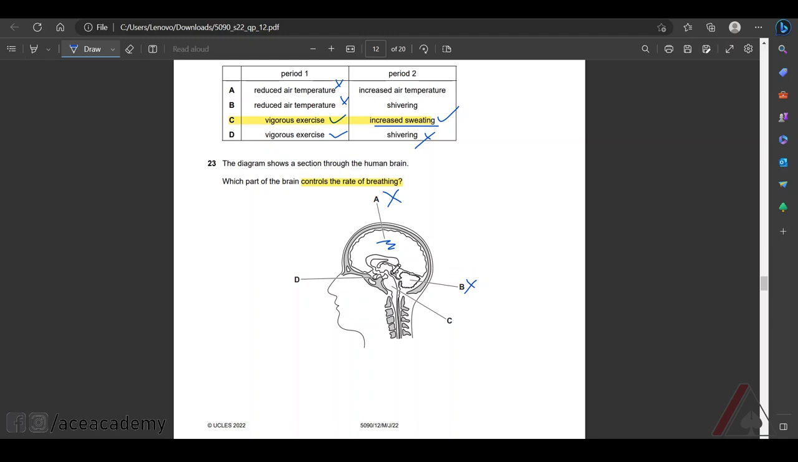Now, D. D is very small, but we can see this is the pituitary gland. It secretes ADH hormone, which is used for osmoregulation. It's also not involved in the rate of breathing. So D is wrong. Our last option is C, the medulla. The medulla controls subconscious metabolic activities such as heartbeat or digestion, and also the rate of breathing. Hence, C should be our answer. Our answer is medulla. Correct option is C.